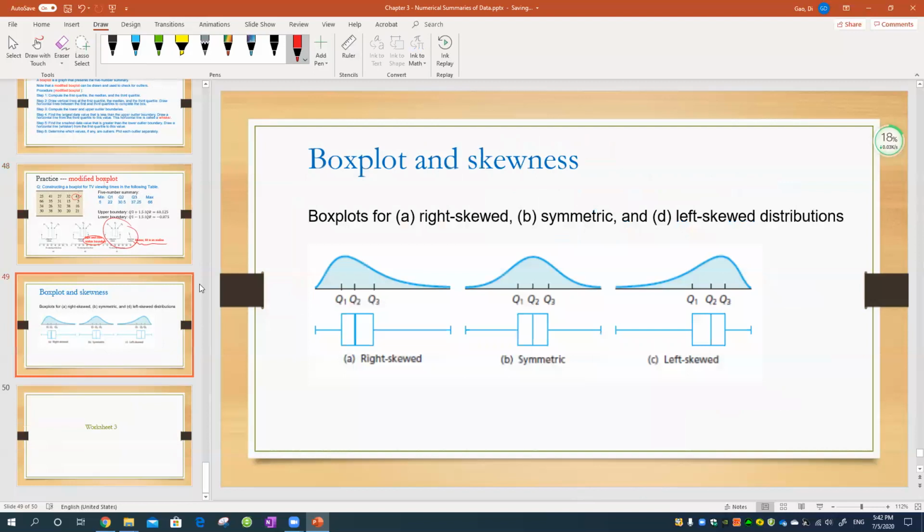After that, the last slide we're going to discuss in this chapter is the box plot and skewness. If you see a long tail which represents right skew, for the box plot you're also going to see a long line here. So it's very similar to the curved one. And then for this one, it's symmetric, and then left skewed.